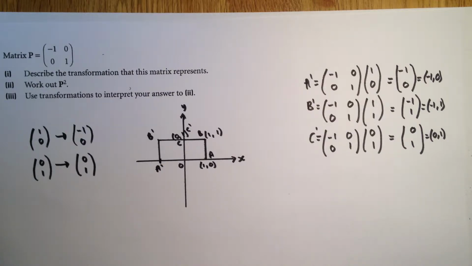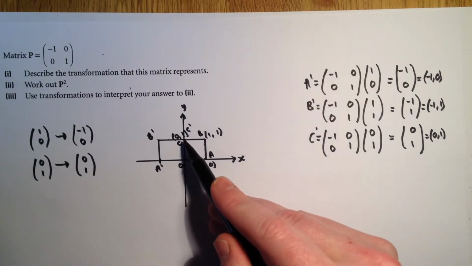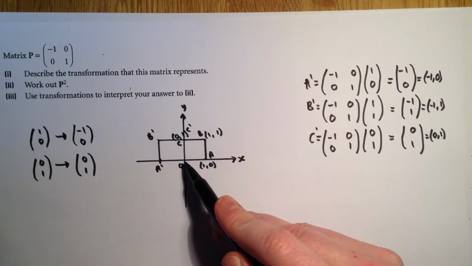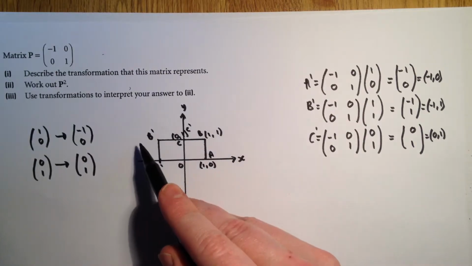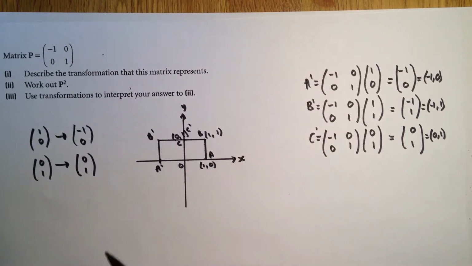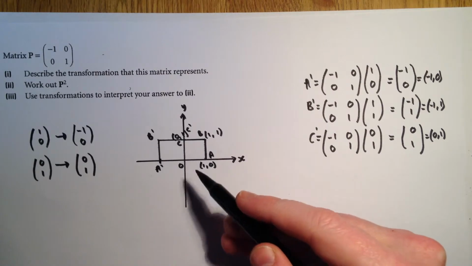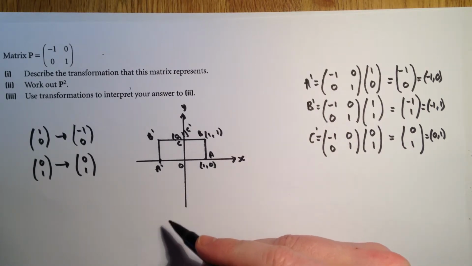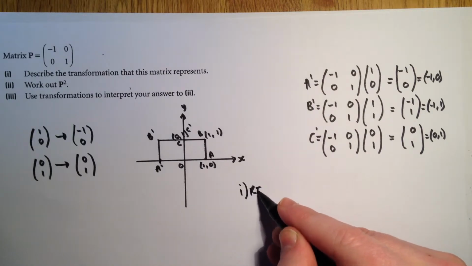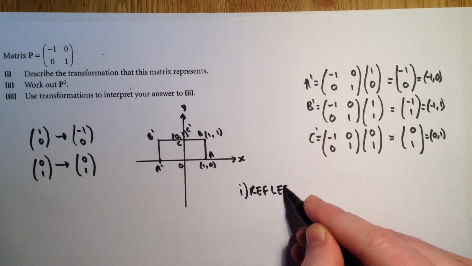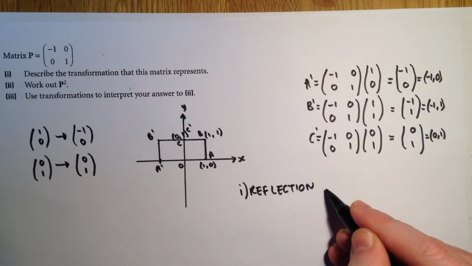Okay, so describe the transformation that this represents. So C hasn't changed, O hasn't changed, so everything that's on the y-axis hasn't changed. The B has gone over here and the A has gone over here, so this is a reflection. None of them have switched positions, so it's not a rotation. So it is for question 1, a reflection. And as I said, it's a reflection in the y-axis.